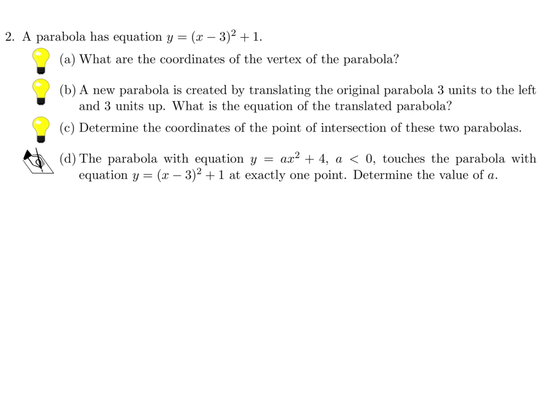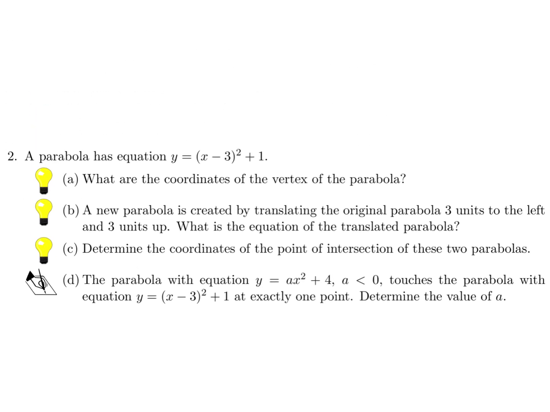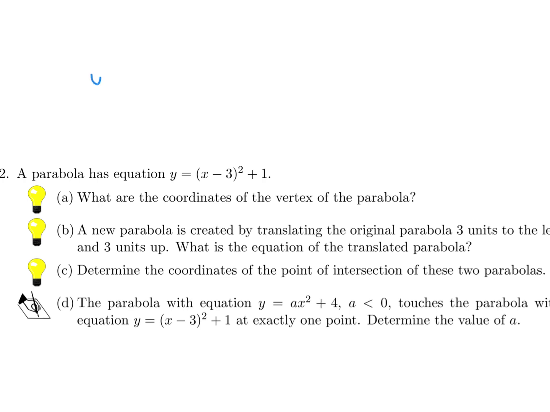A parabola has an equation y is equal to x minus 3 squared plus 1. What are the coordinates of the vertex of the parabola? All right. So we have a situation where we are given y is equal to x minus h squared plus k. Now that's the standard format of these kinds of equations of a parabola, where h, k is the vertex.